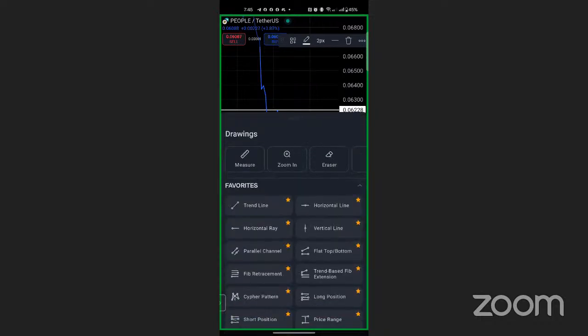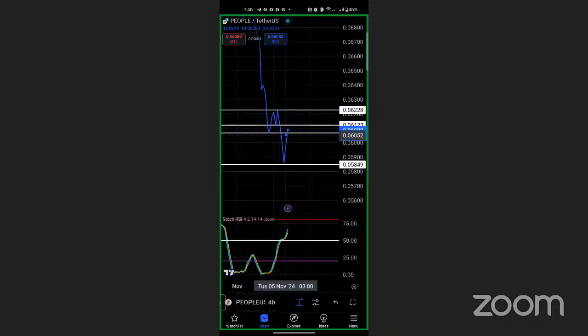Okay. And remember, as we draw support and resistance, it helps us be specific. For example, here I would just bring my price range and I say, if it has broken this line, then I expect it to go here. If it breaks this, then I expect it to go here.